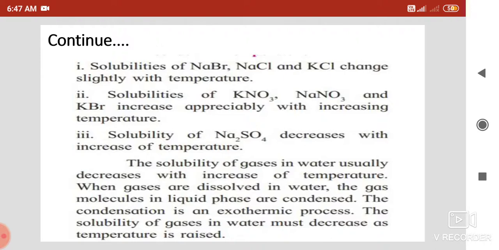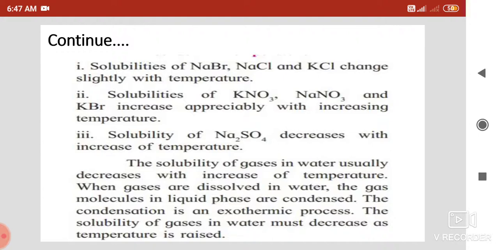That graph shows that some salts have only a slight change in solubility with temperature. Some salts have solubility that increases appreciably with increase in temperature. And there is one salt, sodium sulfate, whose solubility decreases with increase in temperature.